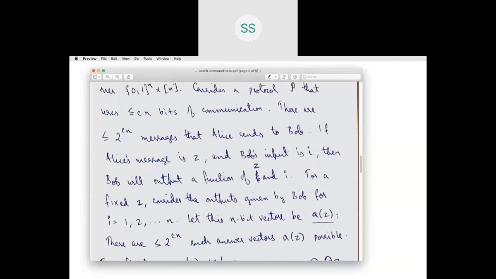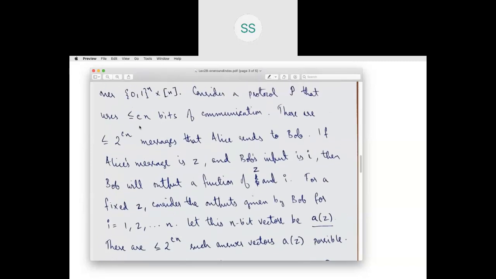Just to recap, since the number of bits that Alice can send to Bob is Cn, there are at most 2 power Cn messages that Alice can send to Bob. For each such message Z, we can construct the different answers that Bob is outputting. Collecting the different answers, we make the vector AZ. So this is entirely dependent on Z. Since there are 2 power Cn different possible Z's, that gives us at most 2 power Cn different possible AZ's.